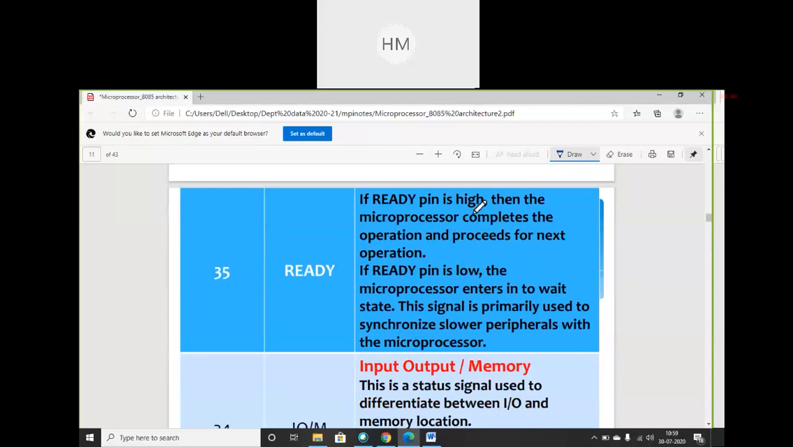Then the ready pin. If the ready pin is high, then the microprocessor completes the operation and proceeds to the next operation. If the ready pin is low, the microprocessor enters into wait state.